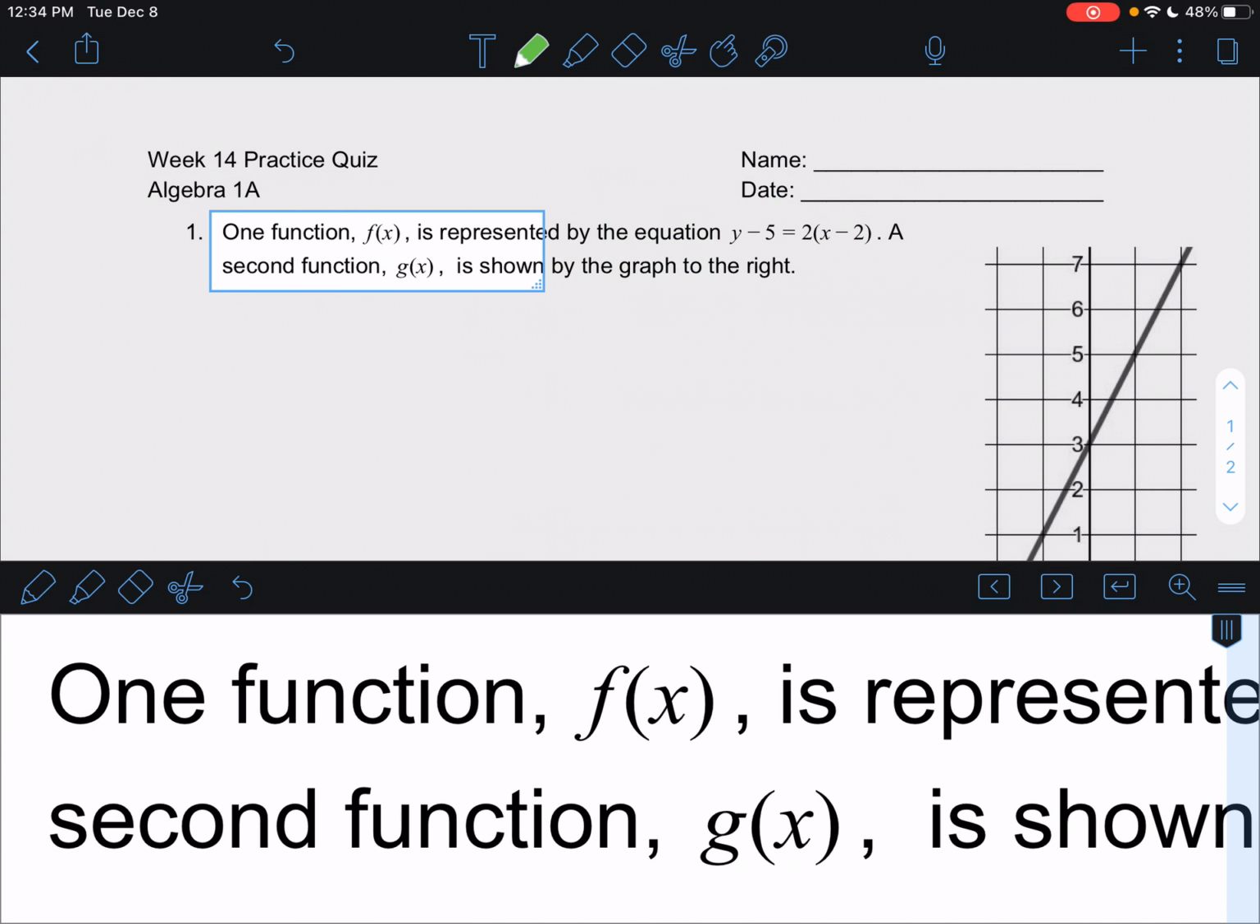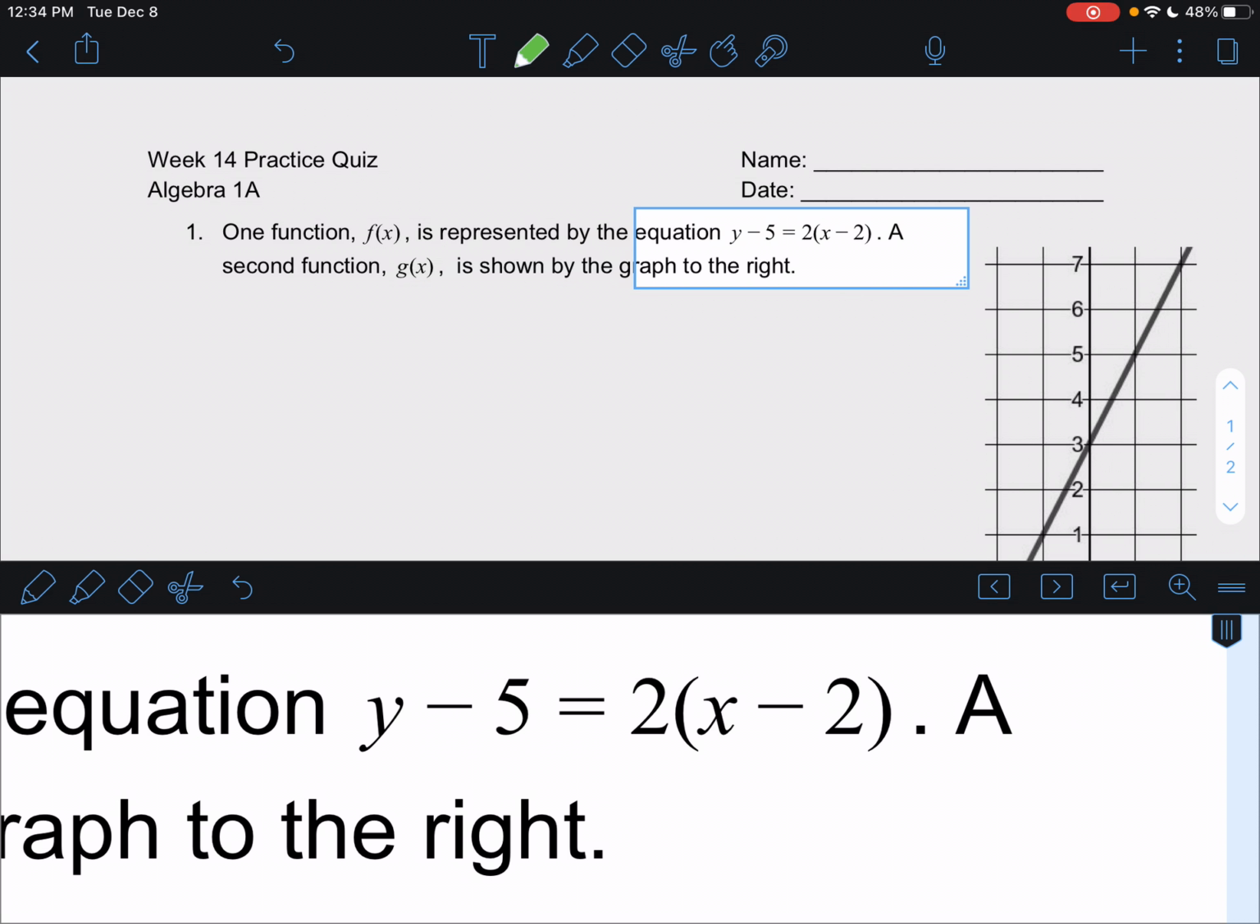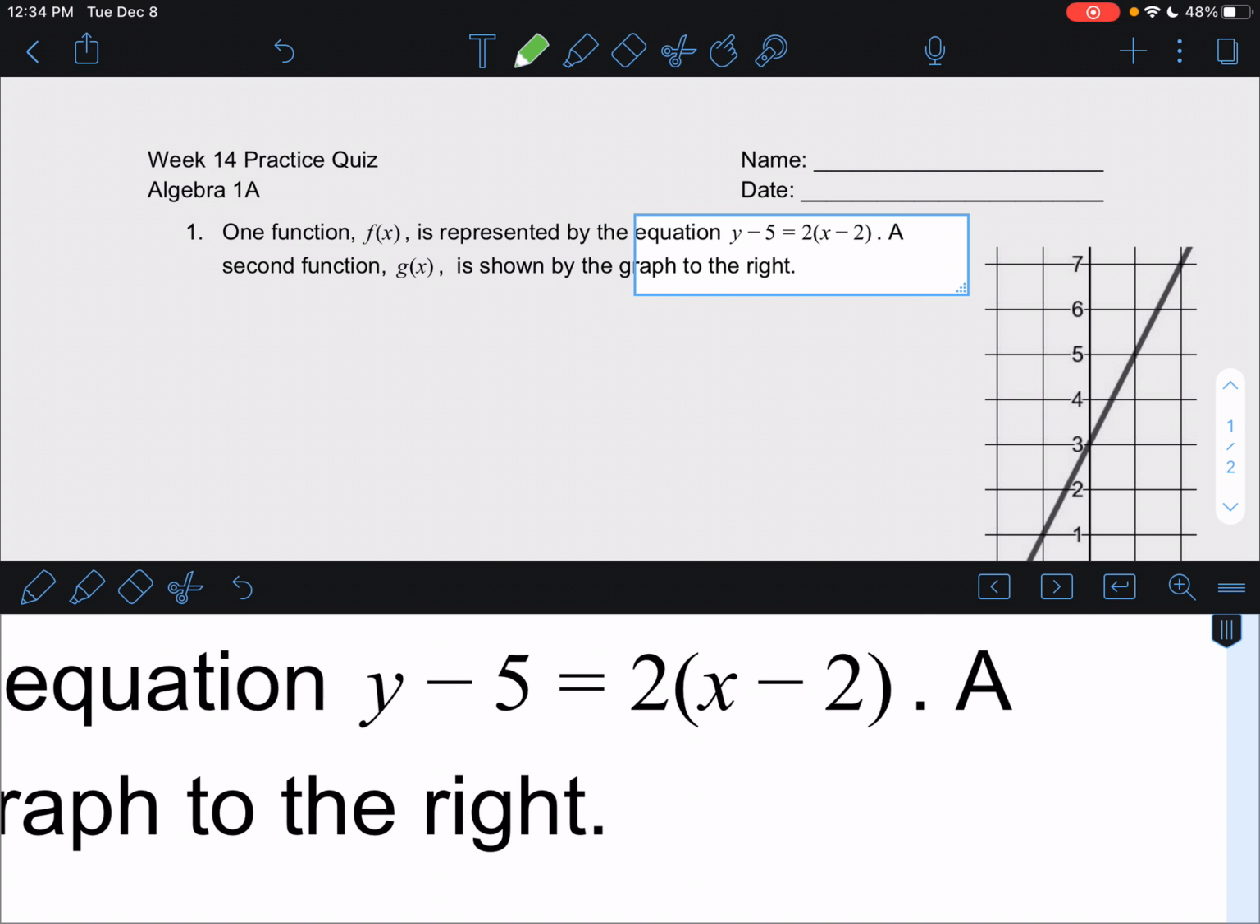So let's see. The first one is about comparing functions. It says one function f of x is represented by the equation y minus 5 equals 2 parentheses x minus 2. So first thing I notice is that this is in point-slope form. And remember, when we have it in point-slope form, we have a point, which is 2, 5, my bad. And the slope is outside the parentheses. So remember that. The slope is outside the parentheses when it's in point-slope form.